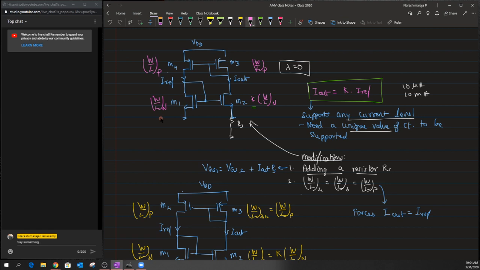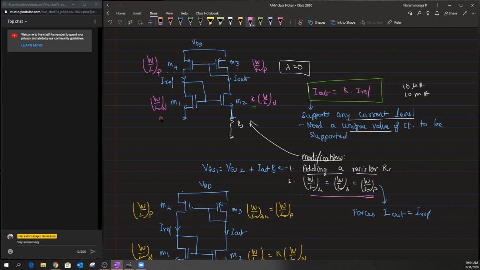Okay, yeah. So the next thing is that we try to have this relation: the W by L of 4 as well as the W by L of 3 both have the same aspect ratio, W by L of P. So we removed this, we made this K factor equal to 1, only for the mirror structure of M3 and M4.